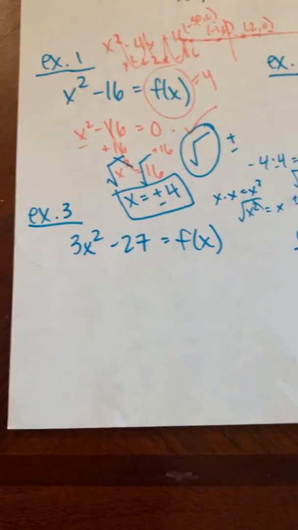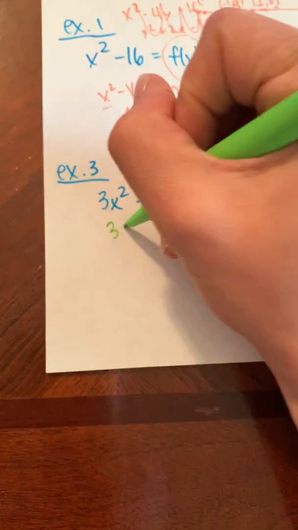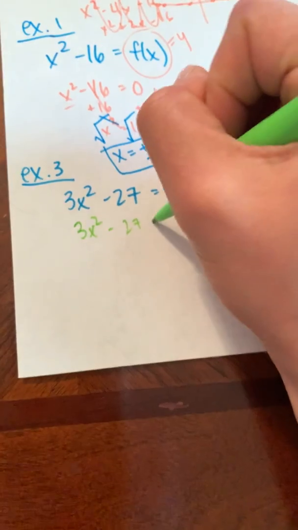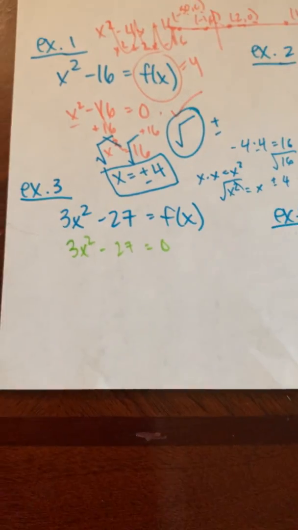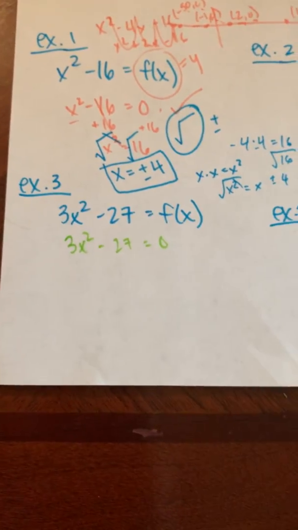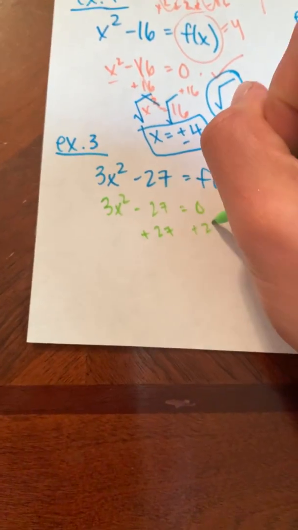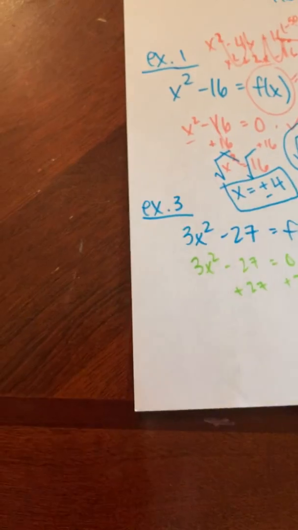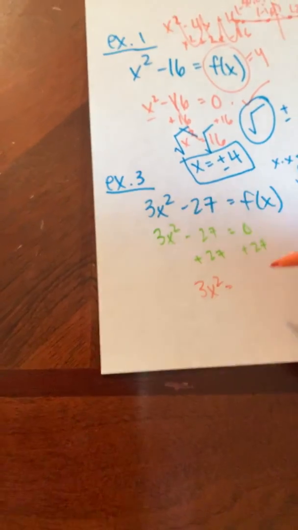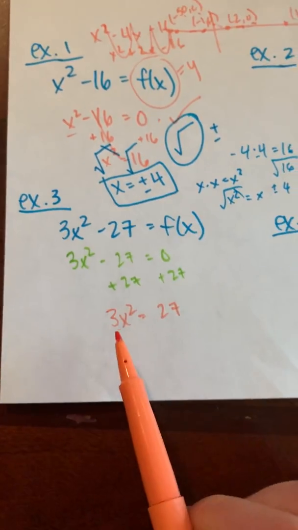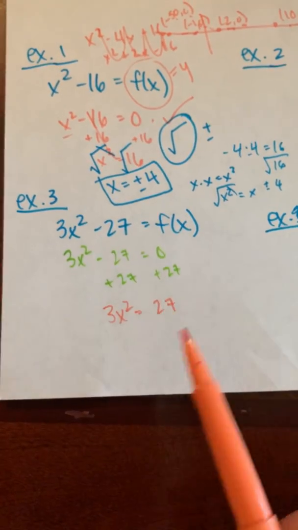Okay, people, last problem. Every time we set quadratics equal to 0, always, always. Then we got to get the x squared alone. So I'm going to deal with that 27 first. We have 3x squared equals 27. We added them over, bada bing, bada boom.